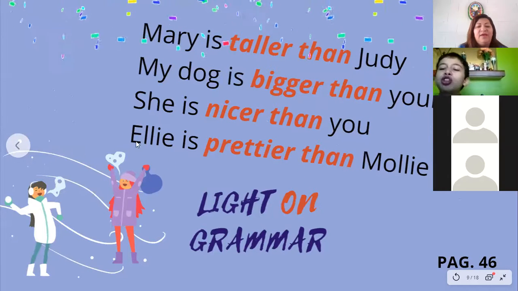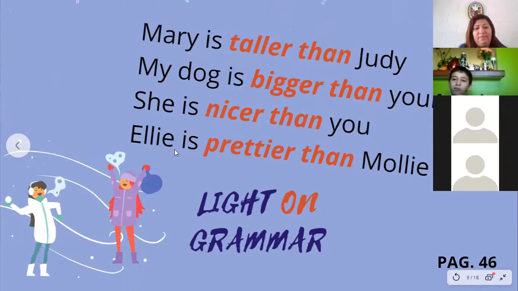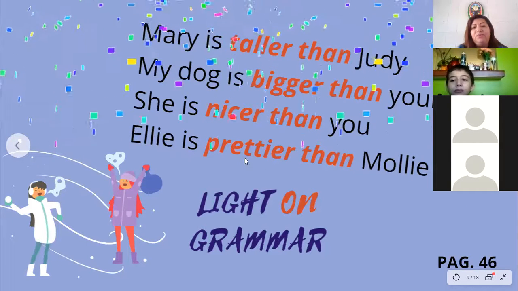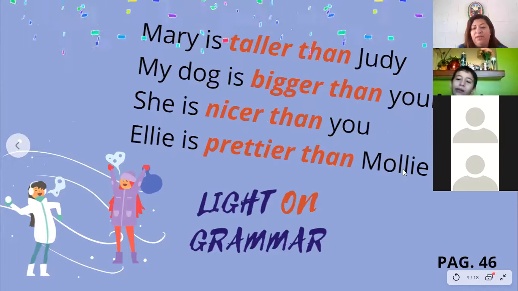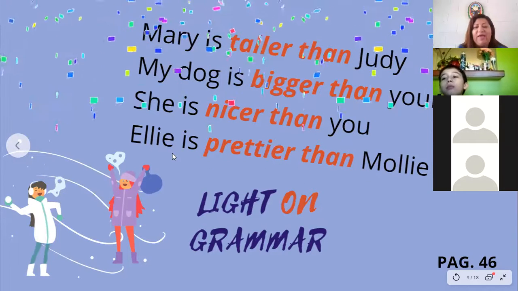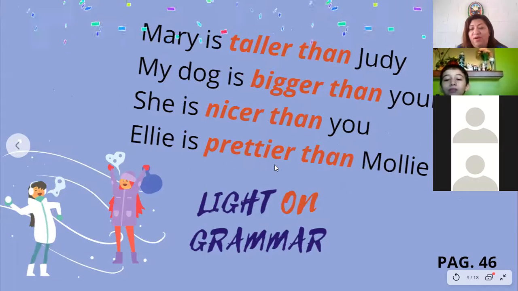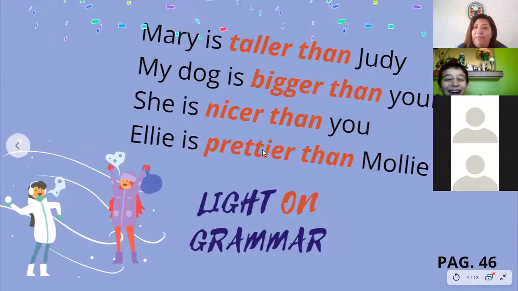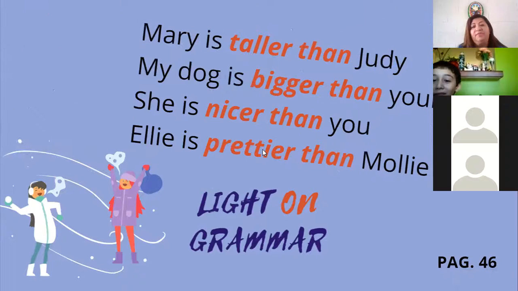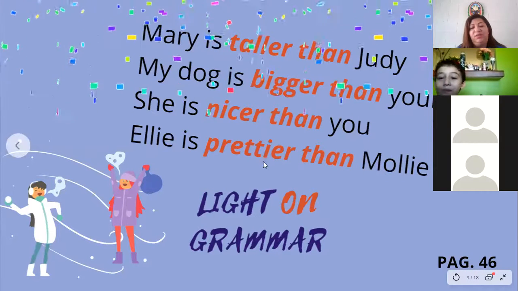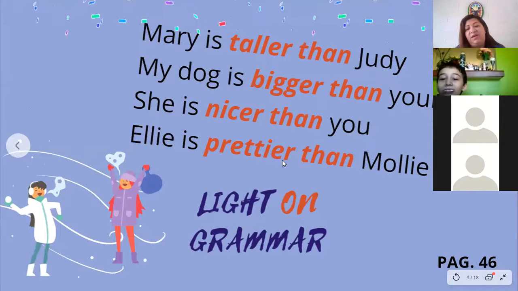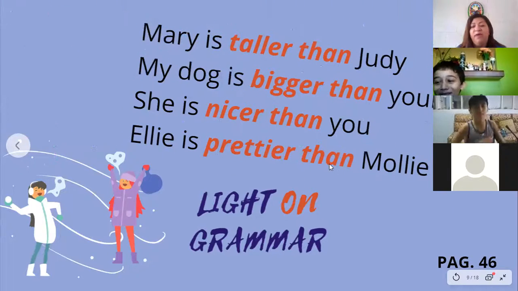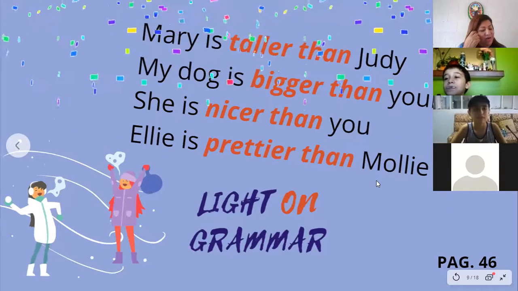Then we have Ellie in our last example. Ellie is prettier than Molly, right, Arielito? You can see over here the example, right, Ariel? Ellie is prettier than Molly. The adjective is pretty. And remember that pretty ends with a Y. And we saw that we have to take away the Y and change it for an I. And we add ER, prettier than Molly. Okay, excellent.